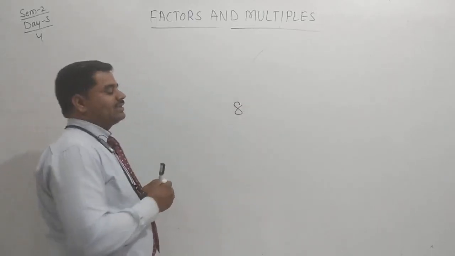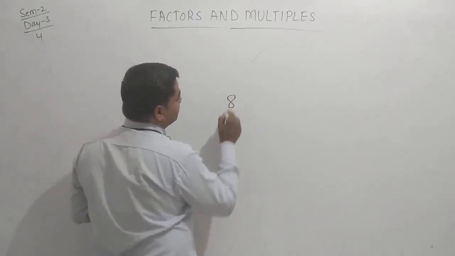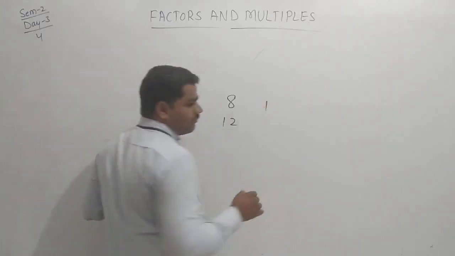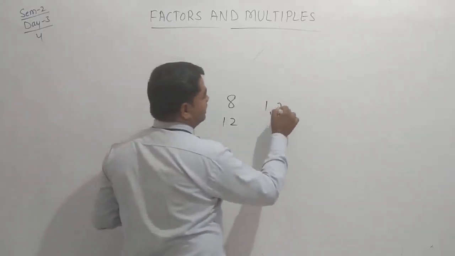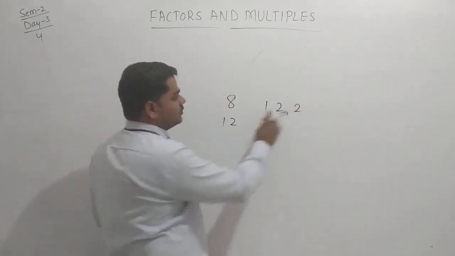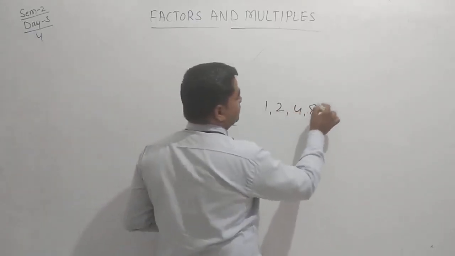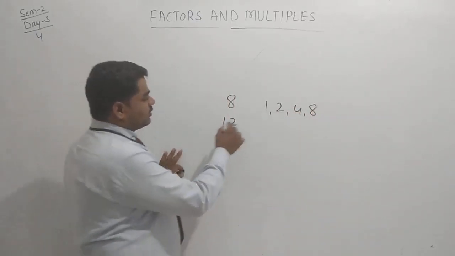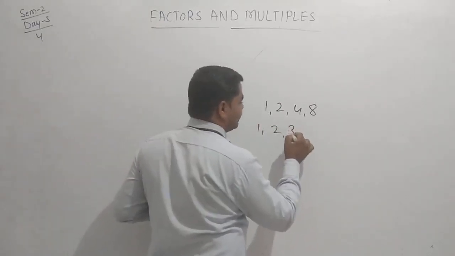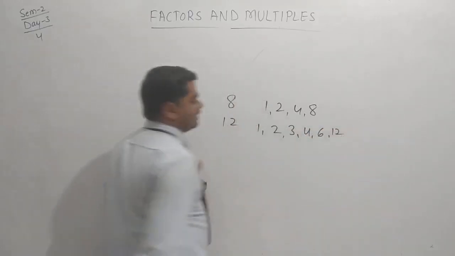If you are finding the factors of 8 and 12, see here, this is 8 and 12. First write what? The number 1 and itself is a factor, and again 2 in the table of 2. Yes, 2 is there. In the table of 4, again 8 lies. These are the factors of 8. For 12: 1, 2 6s are 12, 3 4s are 12, again 6 and 12. These are the factors.